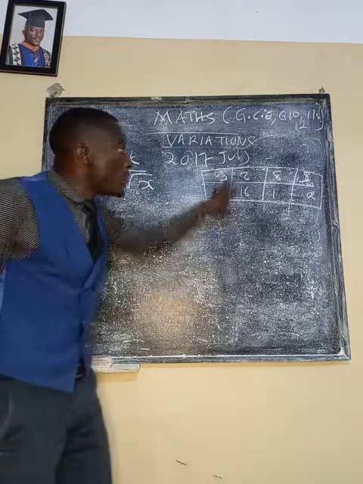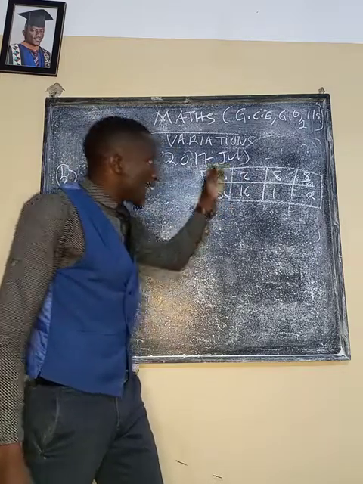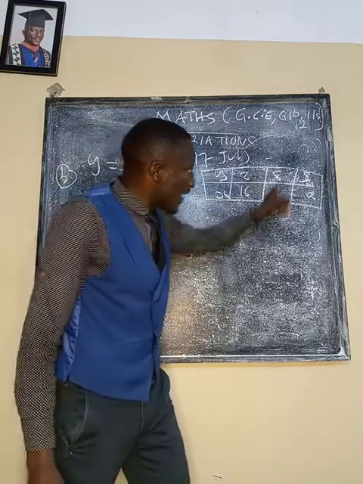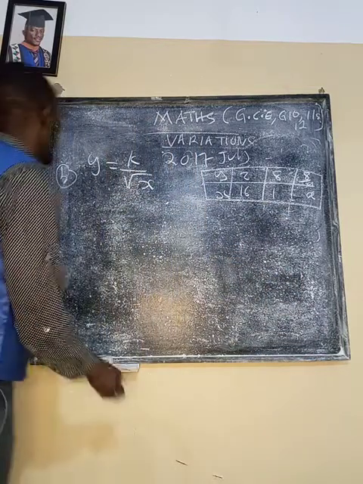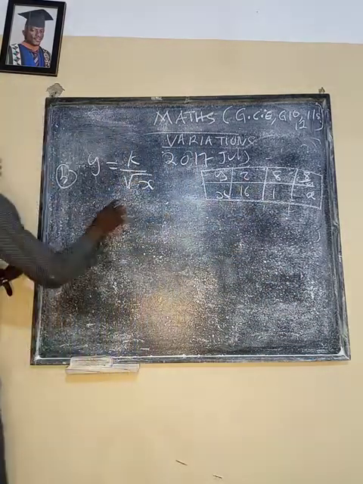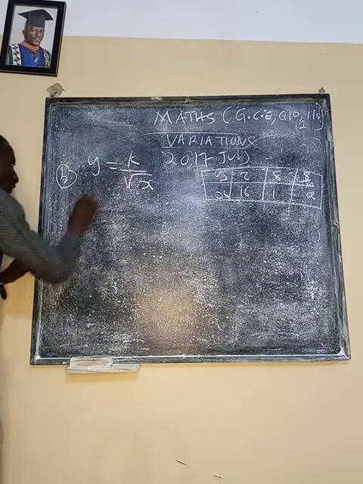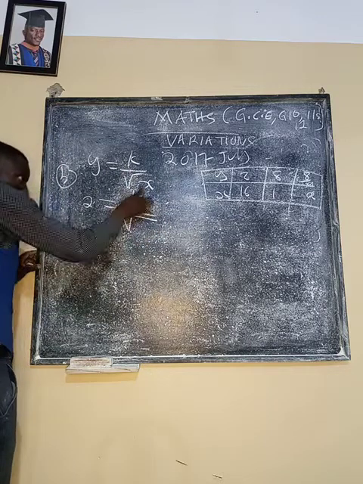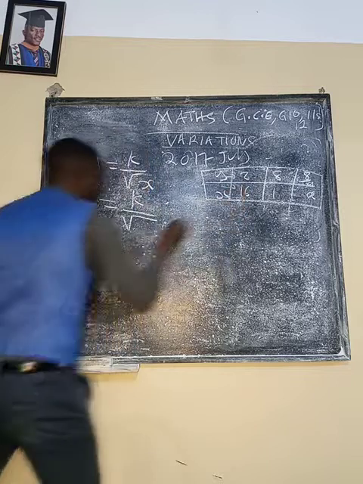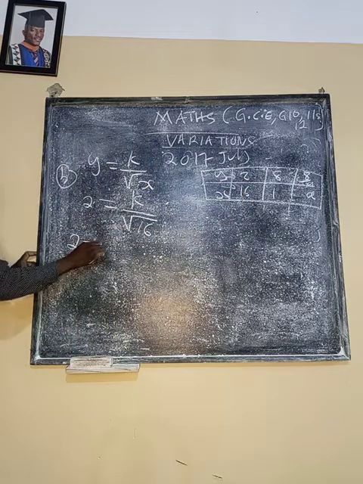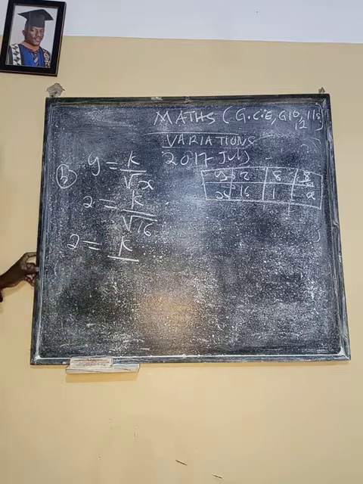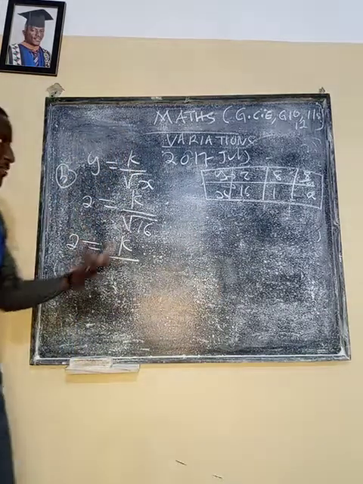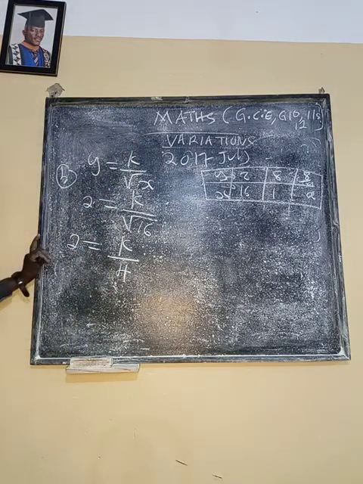You have to replace from the table. You need to get where numbers are appearing. Here there is a 2, and there is another 2. You can pick either one; the answer will be the same. Let's prove it. Let's pick the first 2. So my y is 2. I'll replace y with 2. k is what I am looking for. Here it is the square root of x, and x is 16. Then 2 equals k over the square root of 16. The square root of 16 is positive and negative 4, but let's pick positive 4.